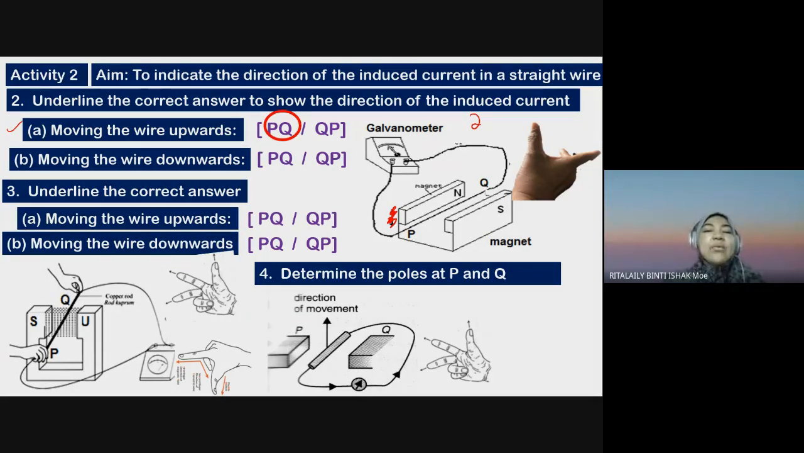If the wire is moved downward, to which direction is the current? Initially it moved upward, so the current flowed from P to Q. Now the wire is moved downward, so the current flows in the opposite direction, which is Q to P. Now let's look at number three, the diagram below. The wire is moved upward. Which direction is the current, from P to Q or Q to P?